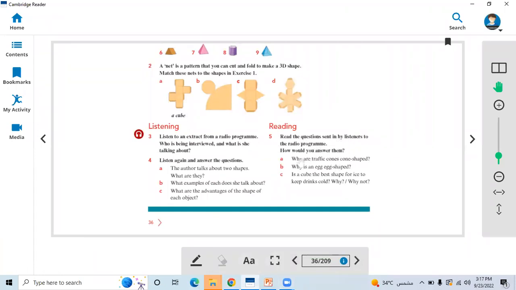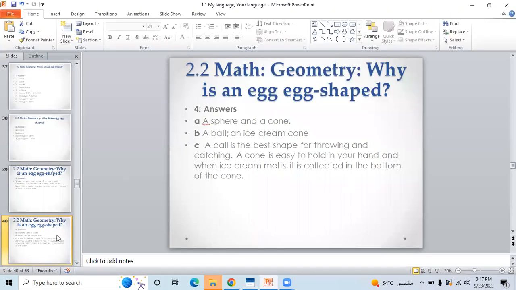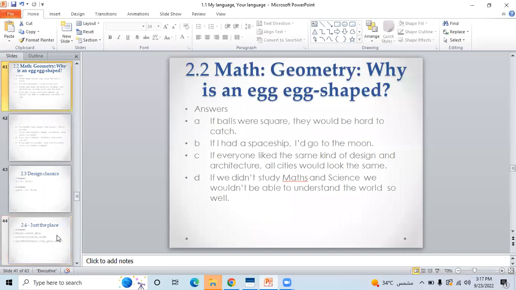Read the questions sent by the listeners. Why are traffic cones cone shaped? Why is an egg shaped? Is a cube the best shape for ice cream or a cold drink? Let's see. Here's number 1: if balls were square, they would be hard to catch, right?